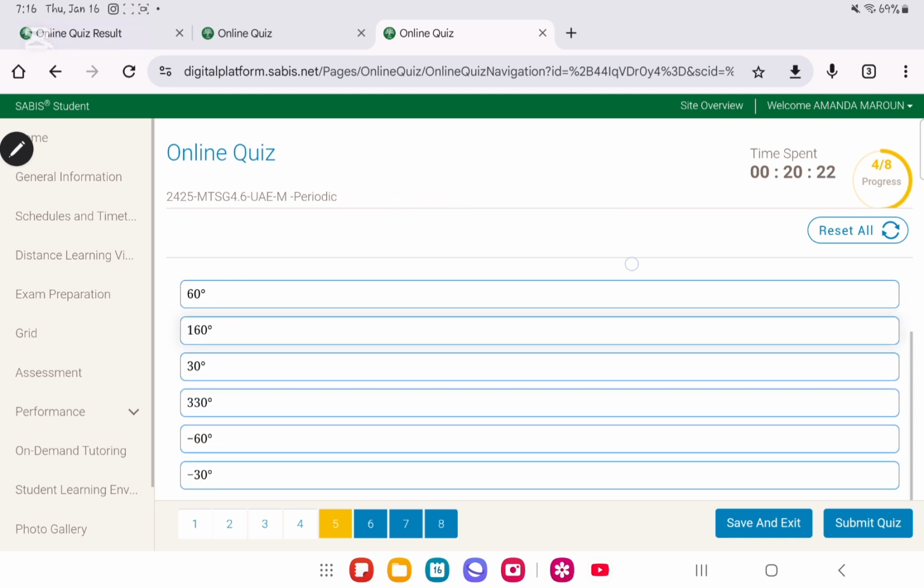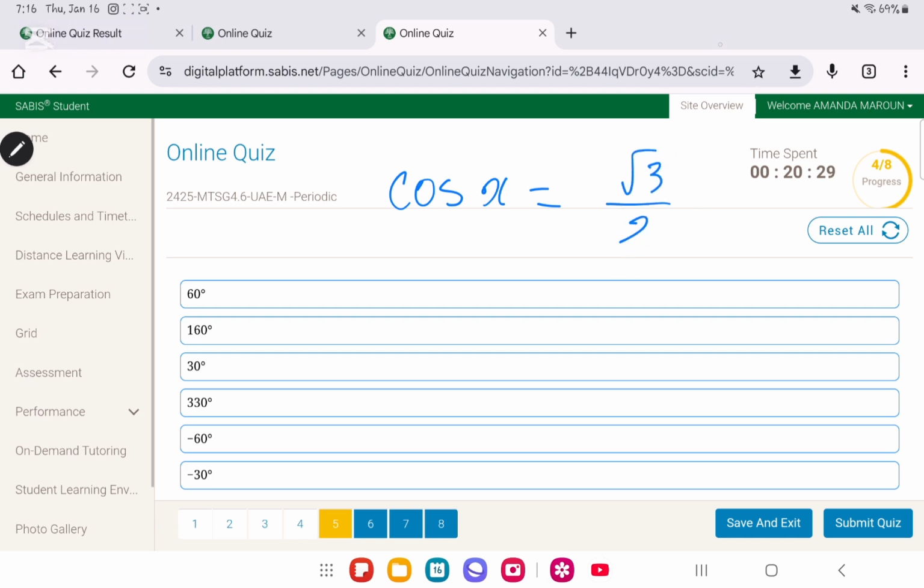Cosine, I forgot, sorry, radical 3 over 2. So cosine of the angle x is equal to radical 3 over 2. On the calculator, what we are going to do is put cosine, the angle, and it has to be equal to radical 3 over 2. So very simply, on the calculator, we're going to put cosine 60. It is 1 over 2.